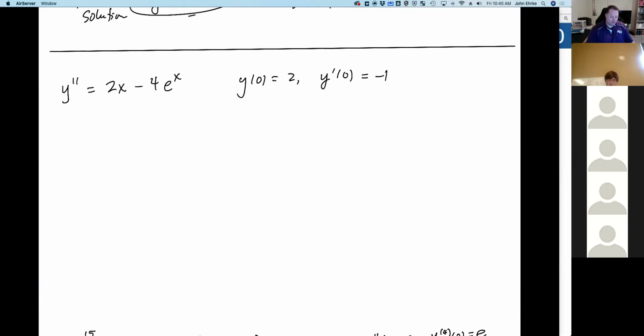But for the second order one, if we just take the antiderivative of both sides, we'll do it once with respect to x.